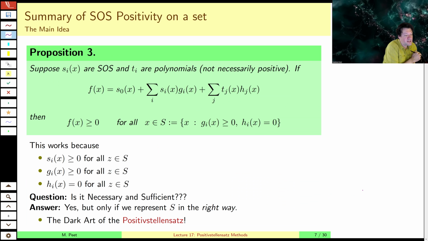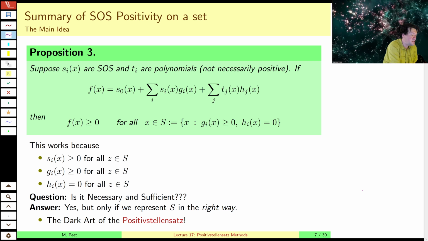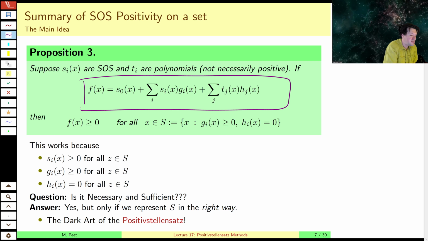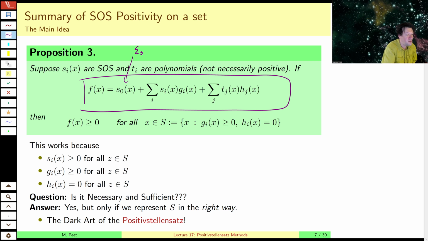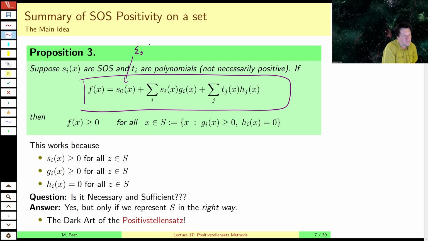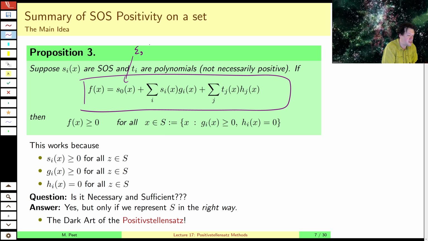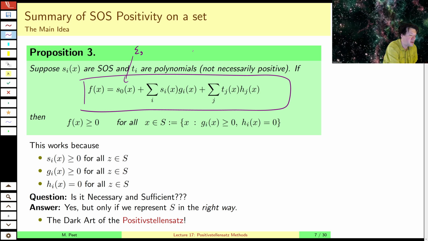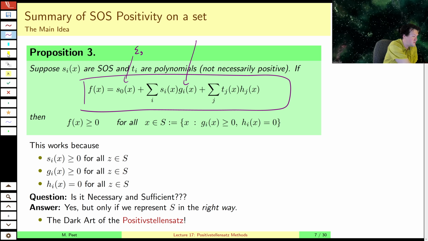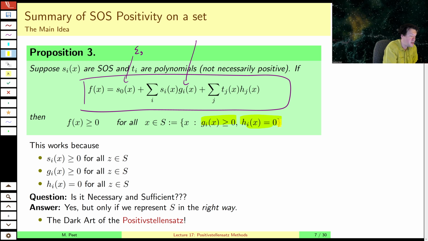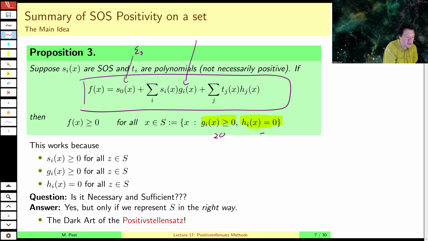So the main idea, and this is actually something of a statement of Positivstellensatz, is to enforce positivity by searching not just over the set of sums of squares, which we included before, which are products and sums of squares, so they're all positive and deductive. We're going to add one more term, which are terms which define the representation itself, g of x greater than or equal to 0. These are terms which we know to be positive on the set, and this one, h, of course, is equal to 0 on the set.